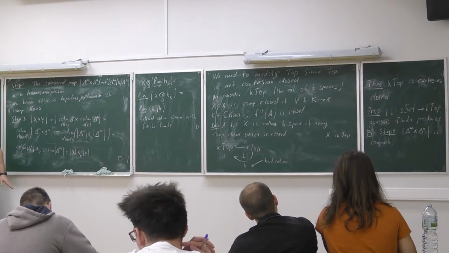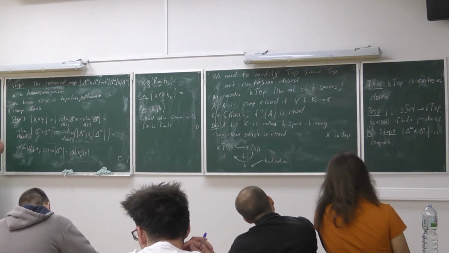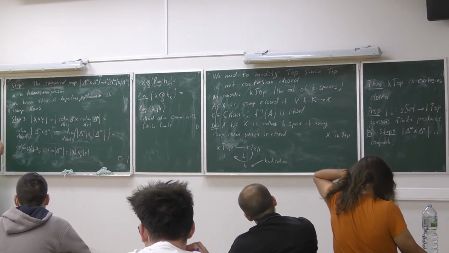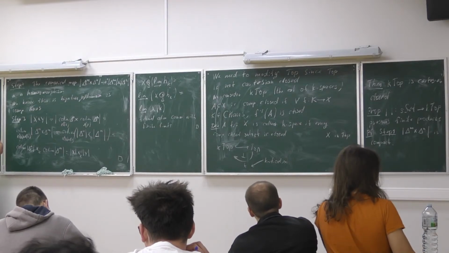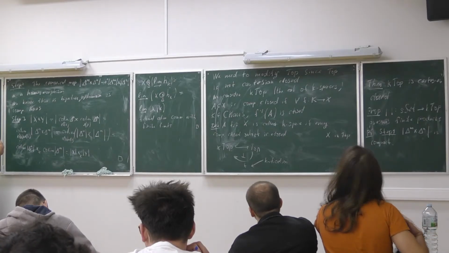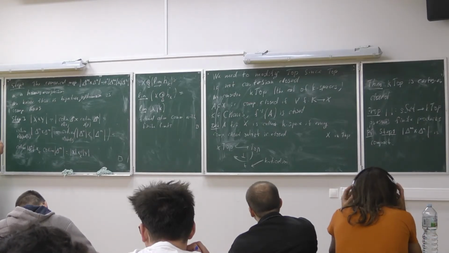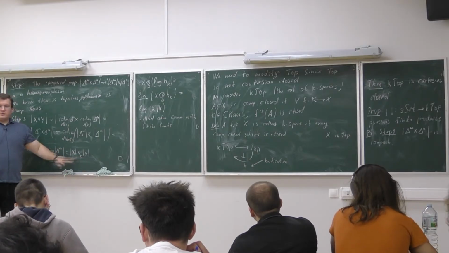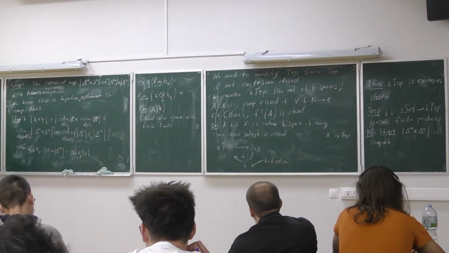And of course, k top is not the only version that you can use instead of top. You can use, for example, compactly generated topological spaces, maybe some other topological spaces. You just need this to include the topological spaces you need for your applications, and also to have the property that the product commutes with colimits. In other words, this is Cartesian closed.